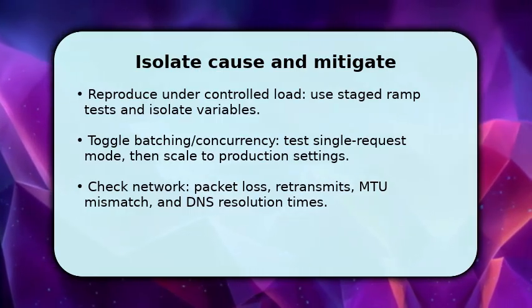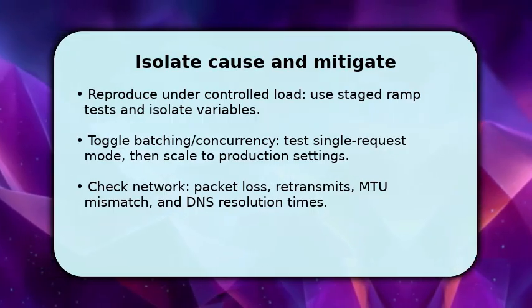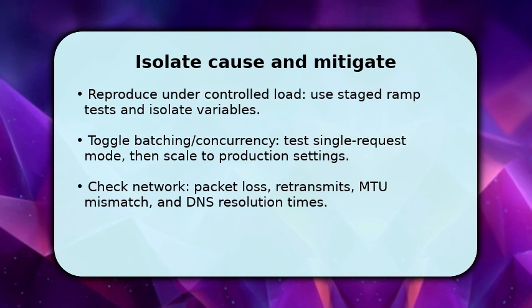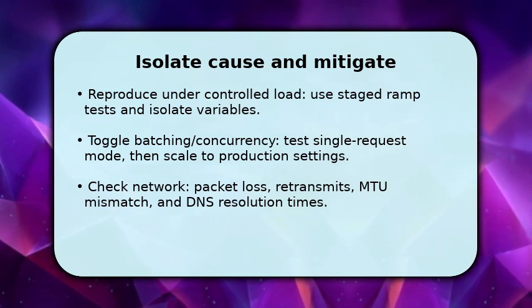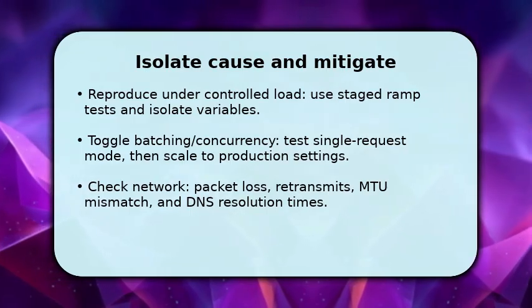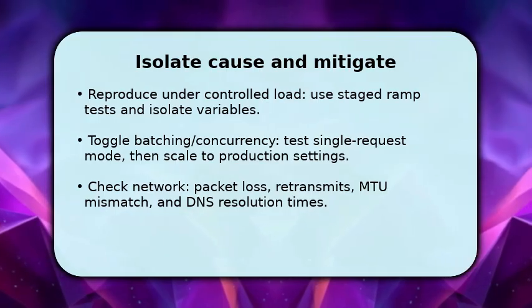Simultaneously, verify network health. Look for packet loss, retransmits, MTU mismatches, and DNS resolution delays because transient network issues amplify tails. If GPUs are used, confirm context switching and memory copies aren't stalling. Make sure to capture logs and traces for each run to compare.